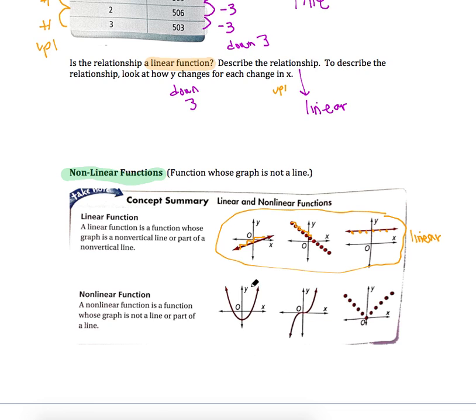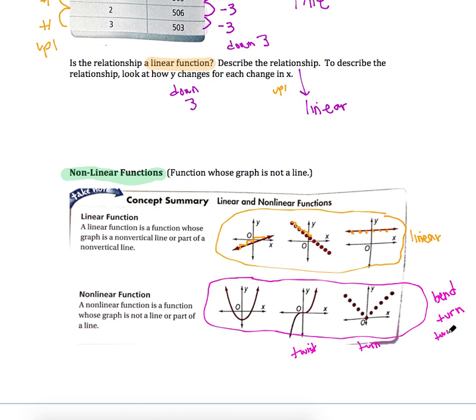Nonlinear functions. I like to use this descriptive term. Nonlinear functions either bend, in other words, make a curve, or they turn. They change direction. So we have a bend here. This one turns from going down to going up. We have a turn here, a kind of twist, if you will. And this one definitely turns around here. So if you see anything bending, turning, or twisting, it's not linear.